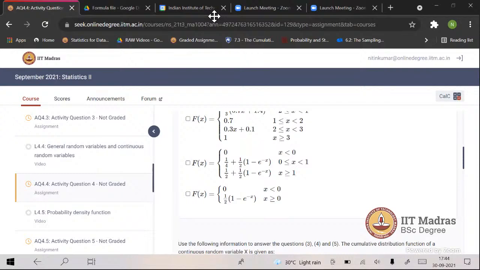Yeah, but then there is 1/2 into 1, right? E raised to power 0 is 1. Yeah, right. Okay. Sorry, sir, I got confused. So it is a continuous function. Yes, sir. So it is a CDF of a continuous random variable.